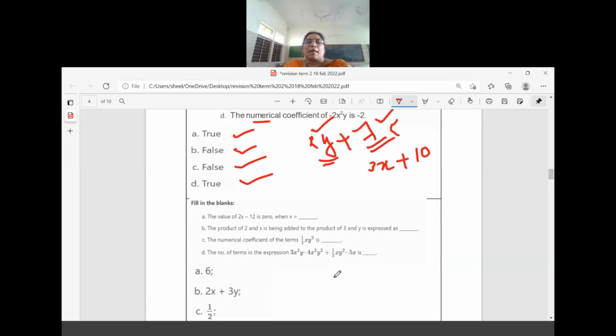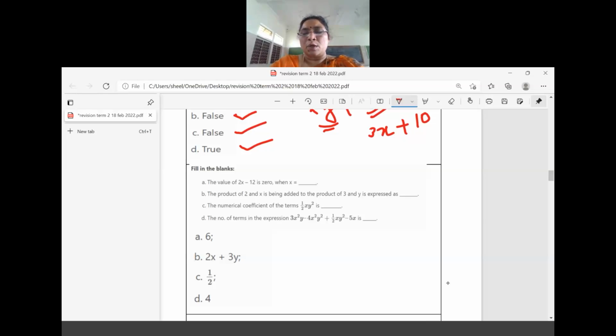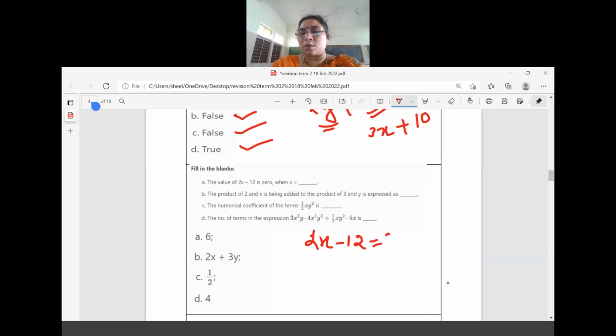Next question, fill in the blanks. The value of 2x minus 12 is 0 when x equals to what? So what is this question? We should replace, again solution only it is. So when will we get 2x minus 12 as 0? What is the question we have to answer? 2x minus 12 equal to 0, when is it possible? We should replace values here one by one. Trial and error method. First I'll put 0, then 1. So what will happen? 2 into 1, 2 minus 12 only. No, we will not get 0.